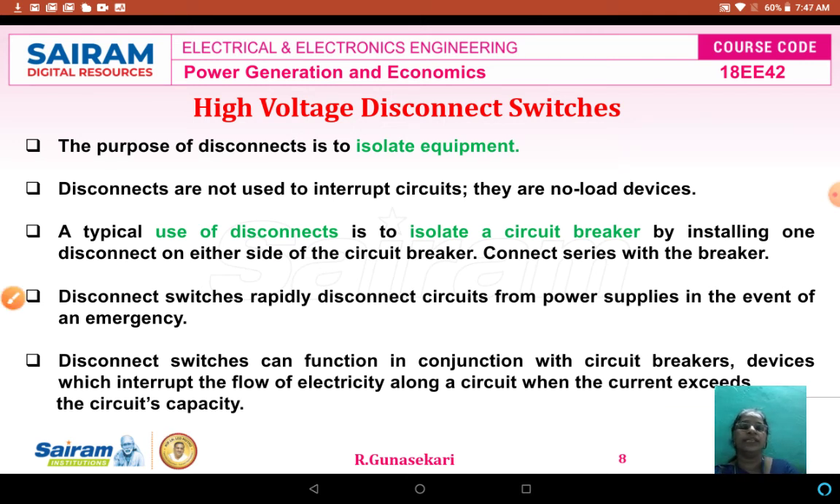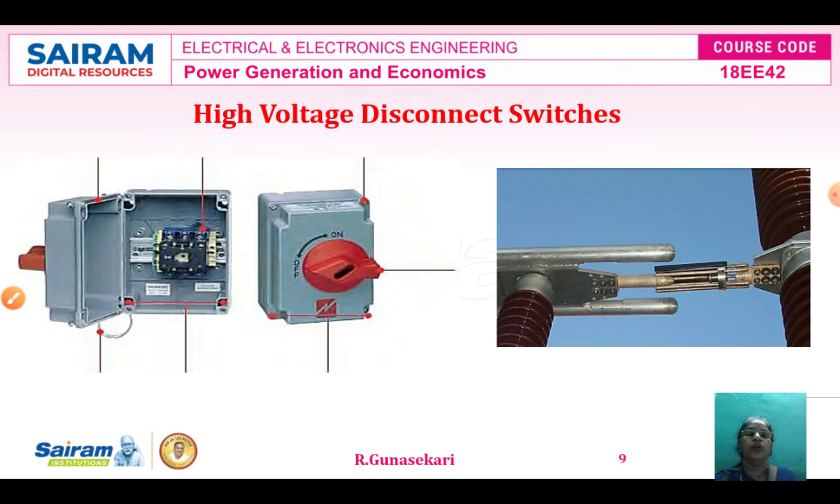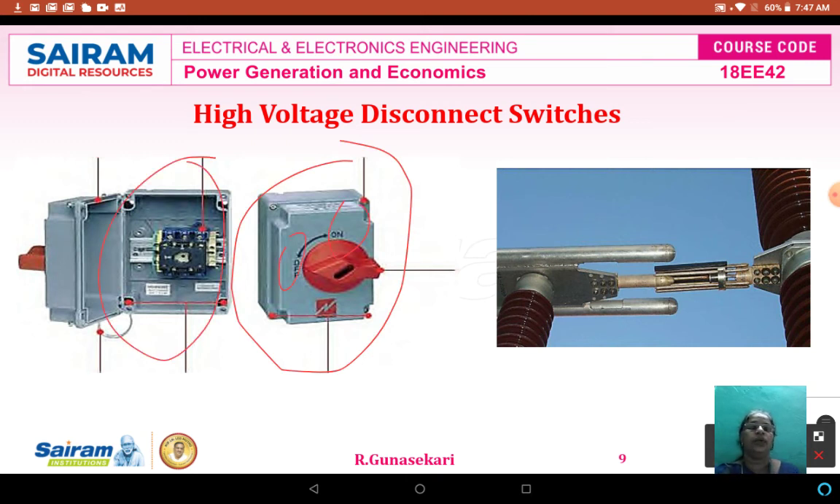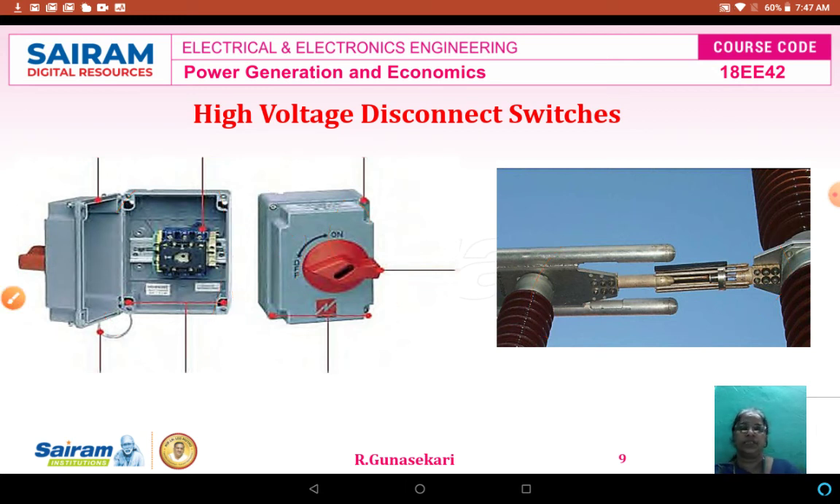Now you see the image of the high voltage disconnect switches. This is one type of switch, with on and off mode. This is another type of high voltage disconnect switch. This is the high voltage switch, with a moving rod and a fixed rod. The moving rod is in the shape of fingers. These are graphical representations of different disconnect switches which are used in the substation.